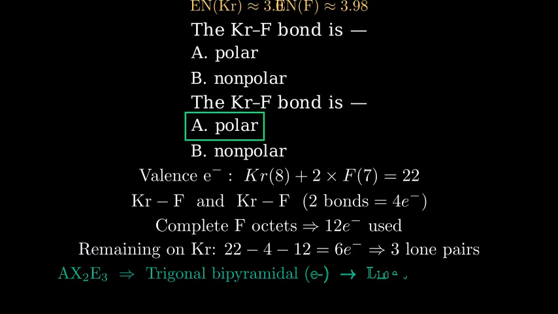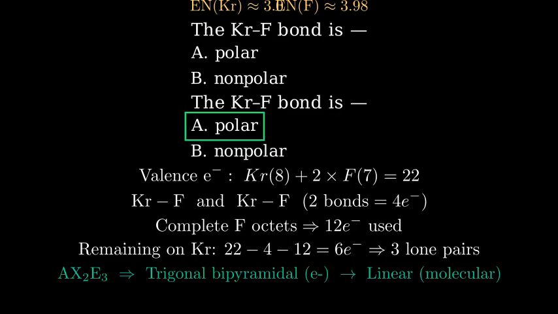That makes 5 electron domains around krypton, 2 bonds and 3 lone pairs, an X2E3 pattern. Electron geometry is trigonal bipyramidal, but the molecular geometry is linear because the 3 lone pairs sit in equatorial positions, pushing the 2 fluorines axial and opposite.